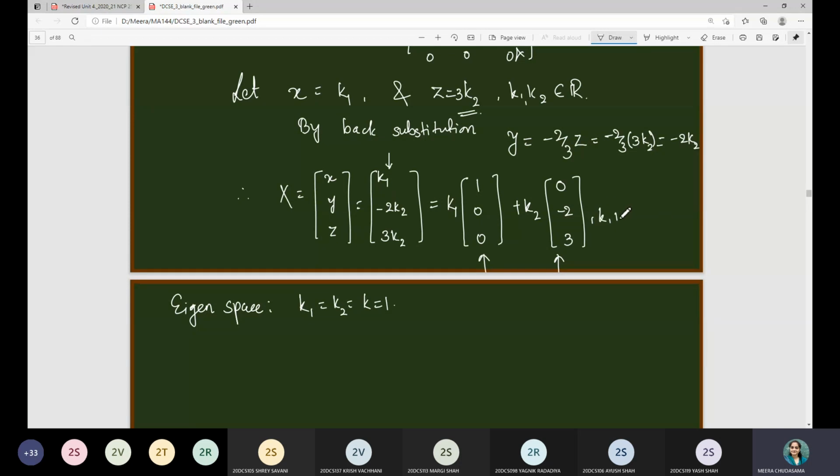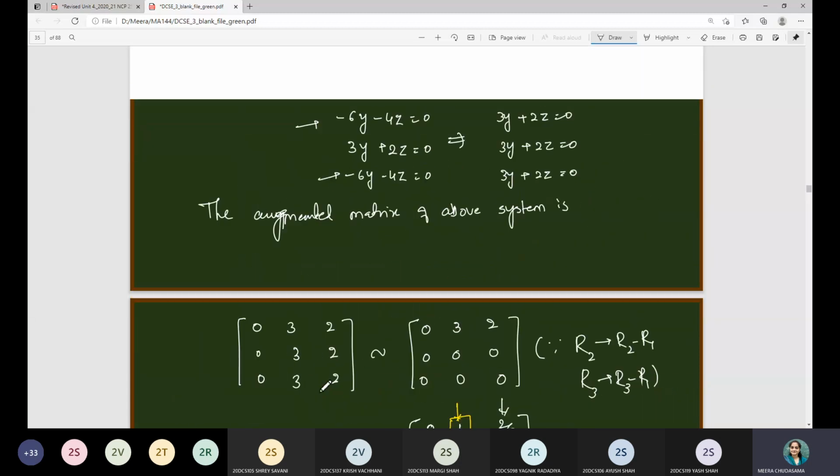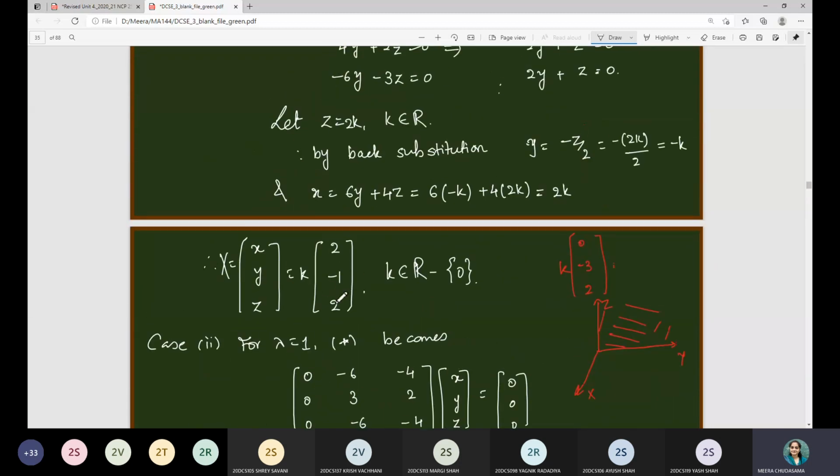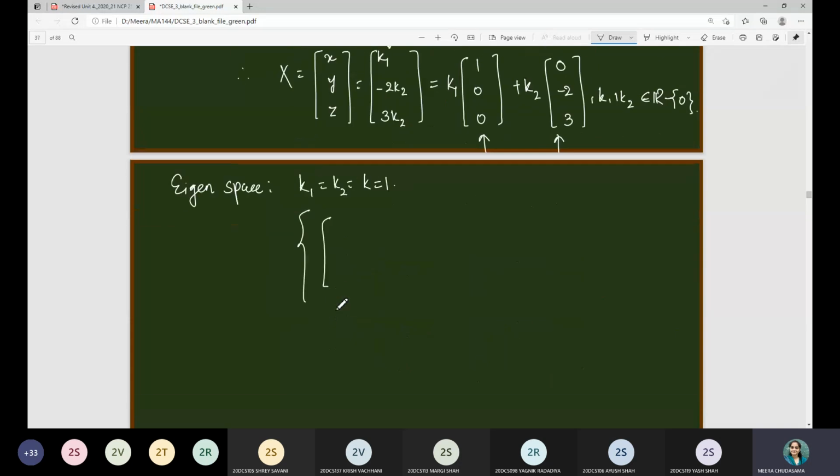Of course, I forgot to write here, k1 and k2 belongs to R minus 0. तो उनमें से मैं सारे scalar quantity का value अगर 1 ले लेती हूँ तो ये हमें क्या मिलेगा? तो you can see this one here. The first case was 2 minus 1 2, k is equal to 1 लेंगे तो 2 minus 1 2, then we'll have this 1 0 0, that is this one, and then 0 minus 2 and 3, right? तो ये आइगन स्पेस हो जाएगी.